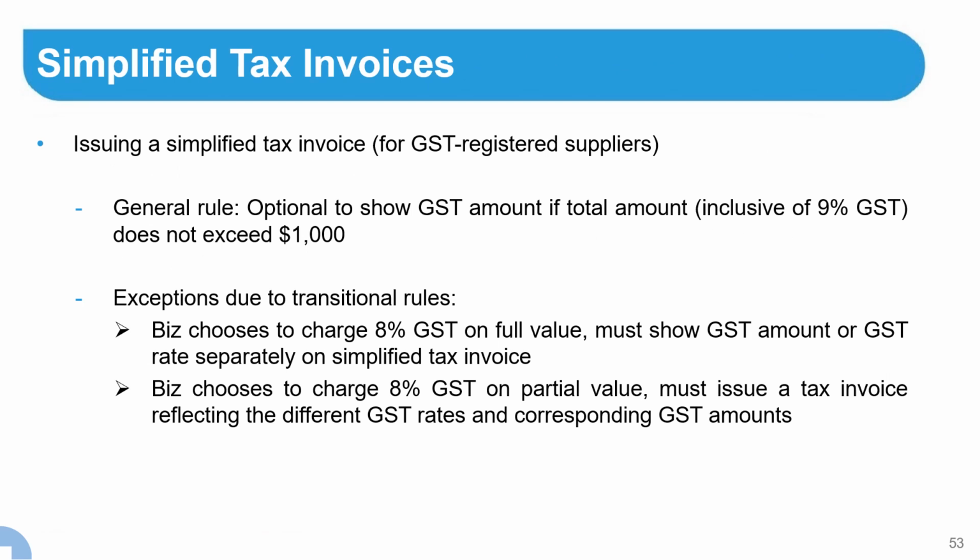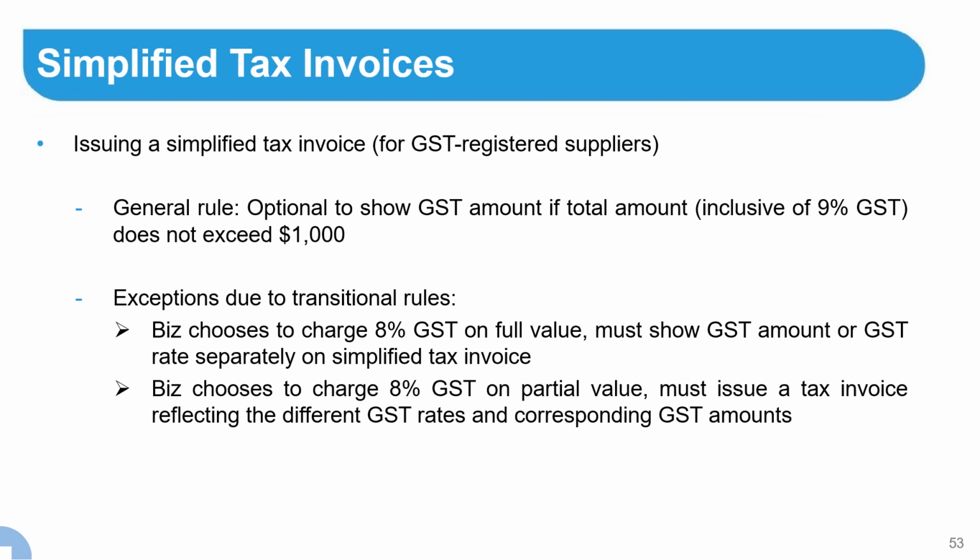Businesses may issue or receive simplified tax invoices from its supplier if the total transaction amount inclusive of GST does not exceed $1,000. For the purpose of GST, there is no need to indicate the GST amount separately on the simplified invoice. It is sufficient to just indicate that the amount of the invoice is a GST inclusive price. There are exceptions to the general rule.